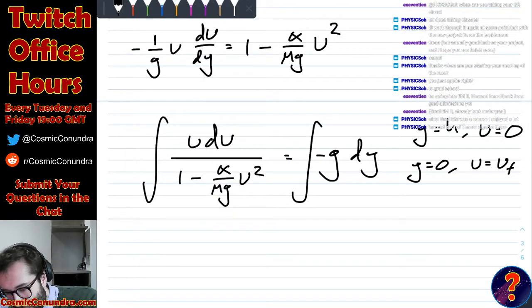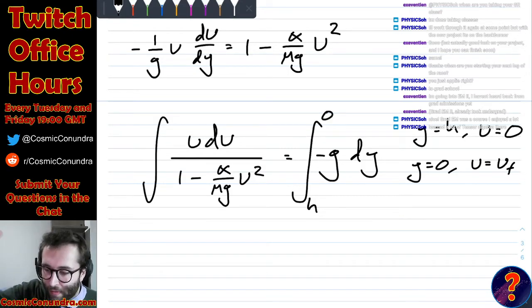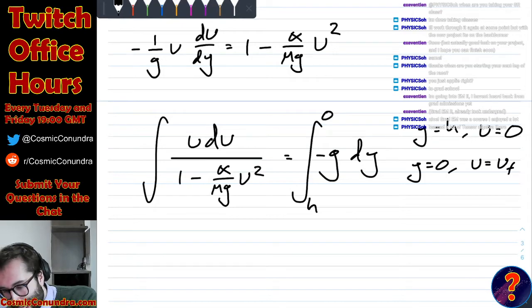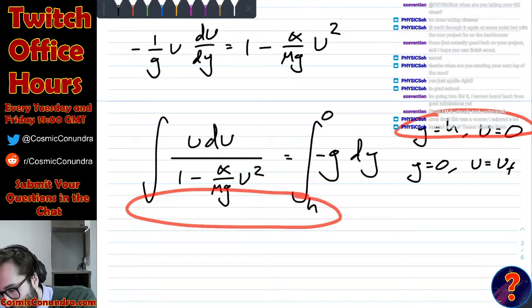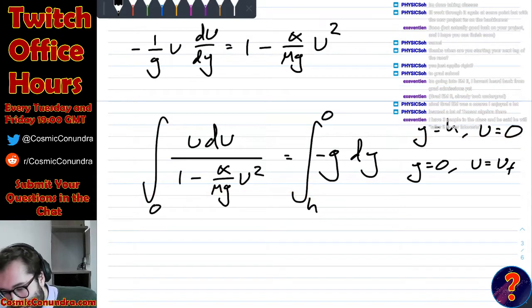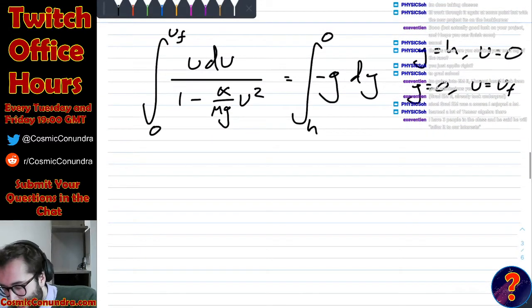So we have initially y is equal to h, so we put that down there. And then finally y is equal to 0. This thing starts off high and falls down low. And when y is equal to h, v is equal to 0. So I put a 0 here, and finally this thing is equal to vf. Okay, and now we run through the calculation.